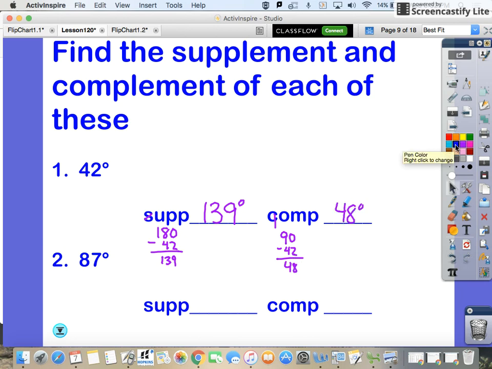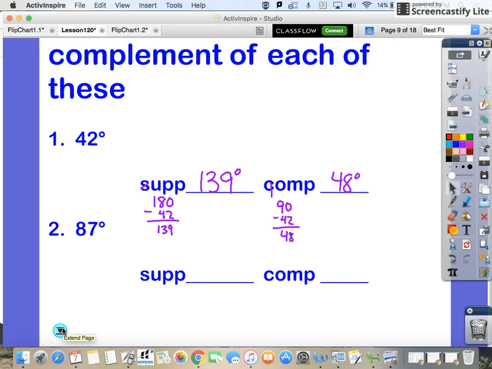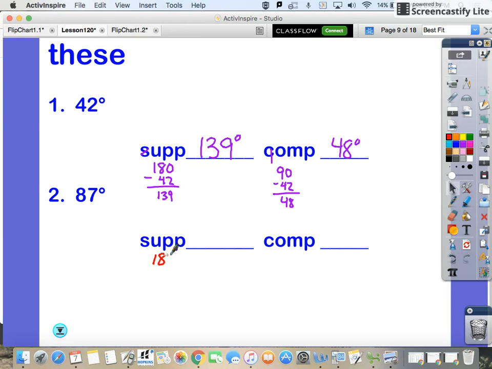So our next one is 87 degrees. If we're looking for the supplement, we need to do 180 minus 87. So that is 93. And then complementary is 90 minus 87. That's just 3 degrees.